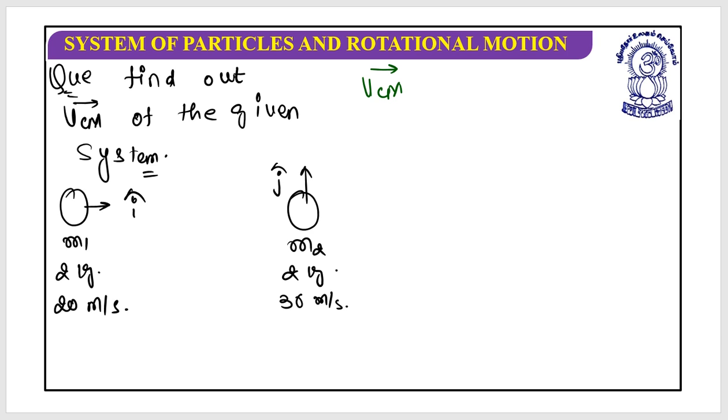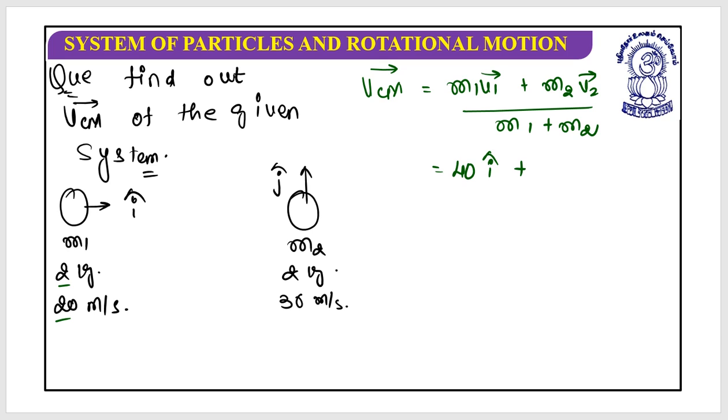VCM would be equal to M1 V1 plus M2 V2 divided by M1 plus M2. This is the master formula. So this could be written as 2 into 20, this is 40 i cap, plus 2 into 30, which is 60 j cap, divided by M1 plus M2, which is 2 plus 2, 4. So that could be written as 40 by 4, which is 10 i cap, plus 60 by 4, which is 15 j cap.